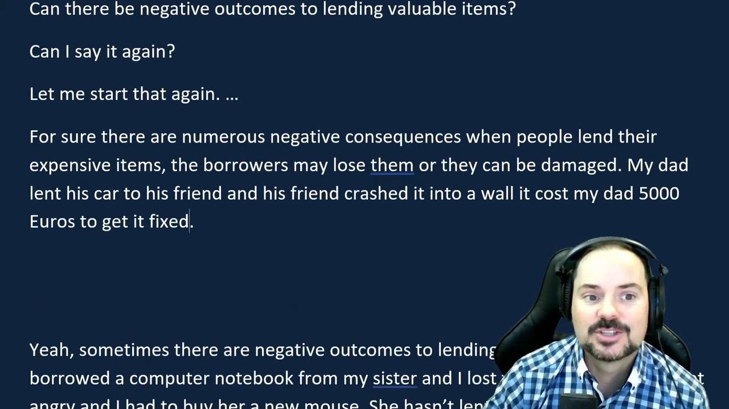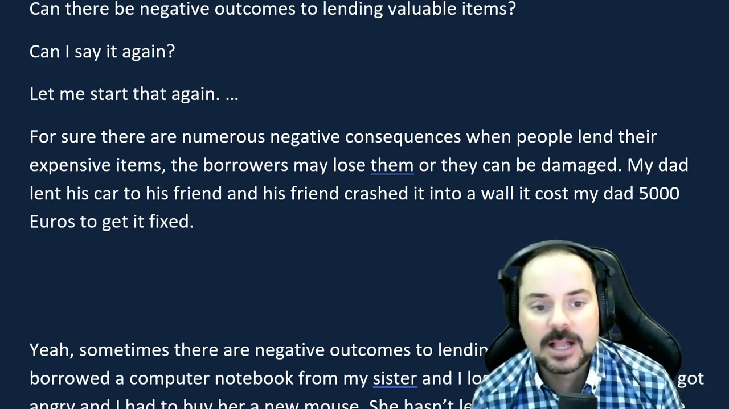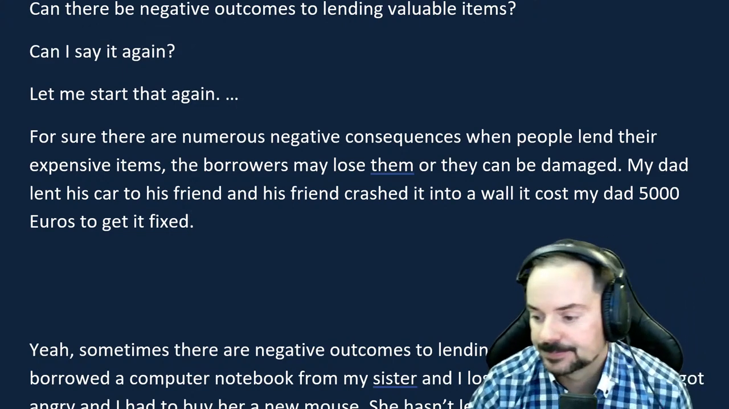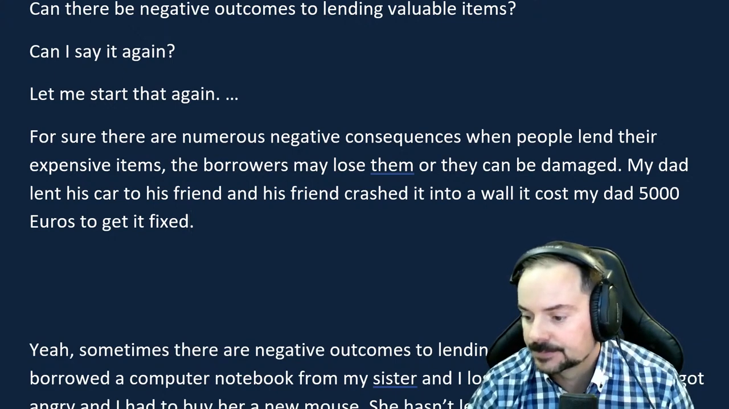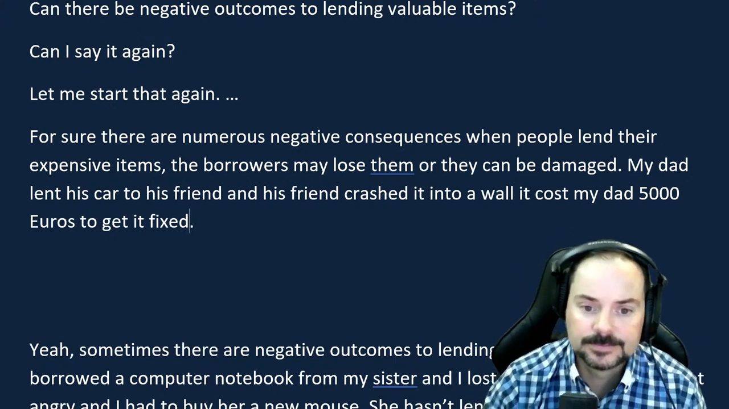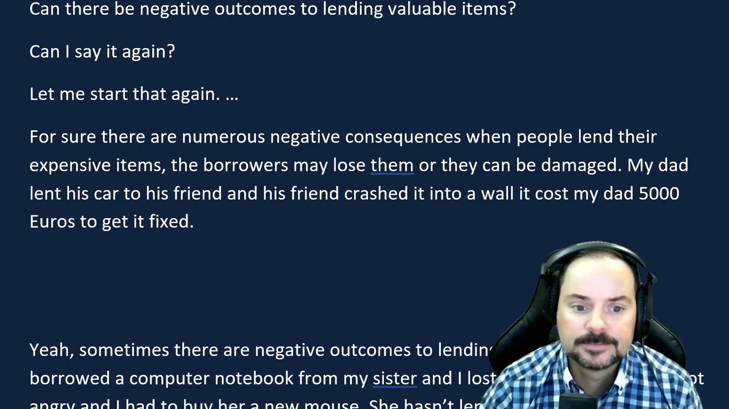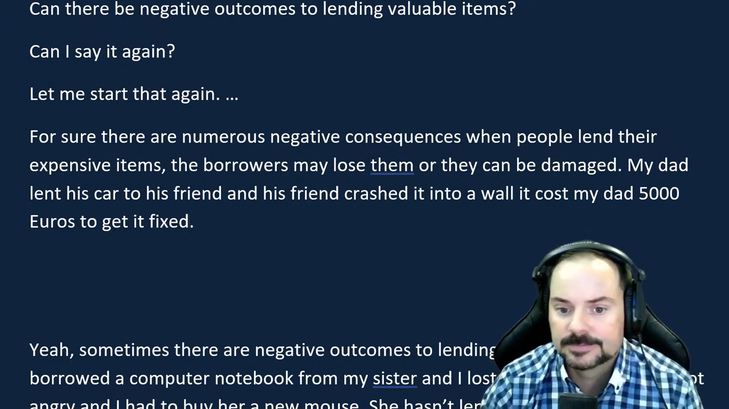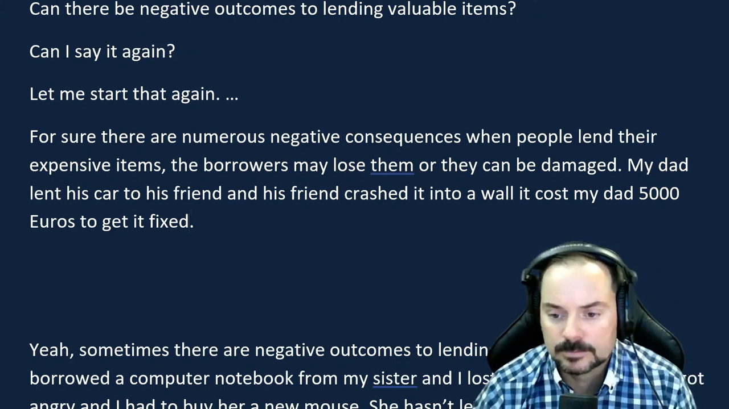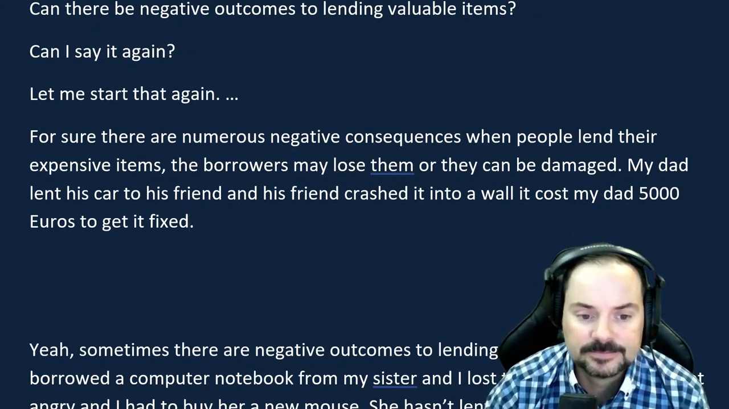Sorry, I'll just ask the question one more time. Can there be negative outcomes to lending valuable items? For sure, there are numerous negative consequences when people lend their expensive items. The borrowers may lose them, or damage them. My dad lent his car to his friend, and his friend crashed it into a wall. It cost my dad 5,000 euros to get it fixed.